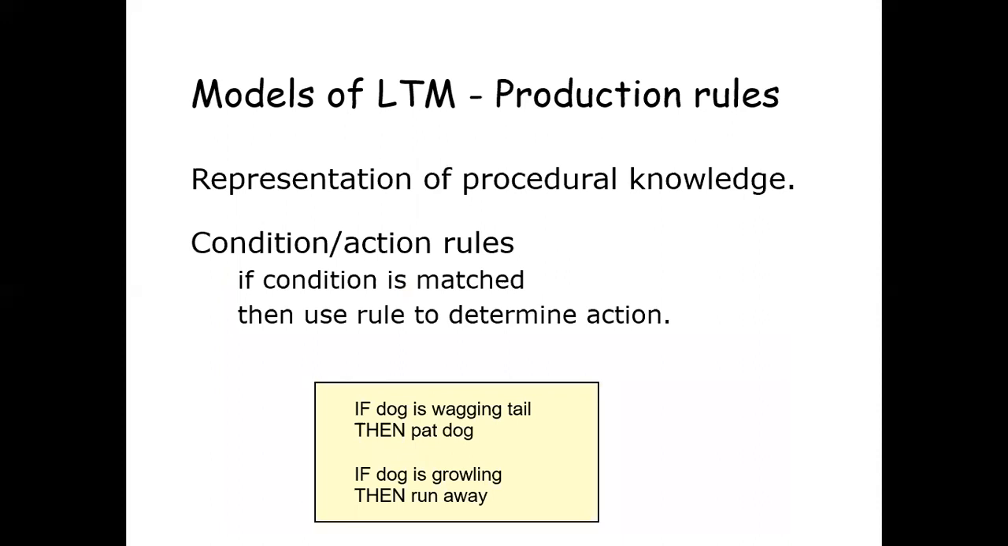Next, we'll see the production rules of the models of long-term memory. It is a representation of procedural knowledge, and it has condition-action rules. If the condition is matched, then the rule determines the action. For example, if the dog is wagging its tail, then pat it. If the dog is growling, then run away. So it has a condition, and if it is matched, then we can use the rule to determine the action we have to take.